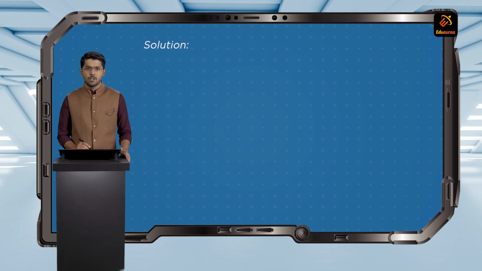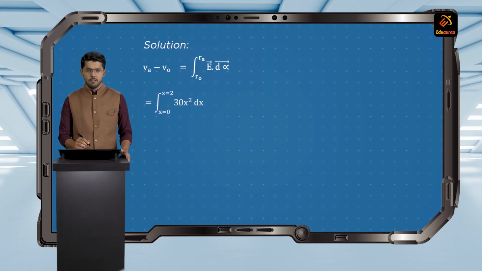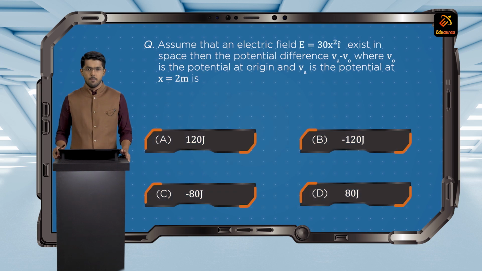Now, going by the definition of potential difference, we can clearly say that VA minus VO will be written as minus integral of E dot dx, integrating from R0 to RA. In this case, you have been given that E is 30x square, so we'll integrate it from x equals 0 to x equals 2. And when you do that, you clearly see that VA minus VO will come out to be minus 80 joules. And if you compare your options, option C is the correct answer to this question.